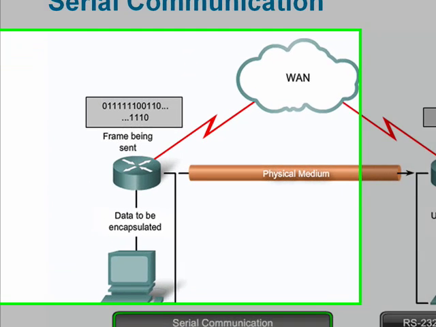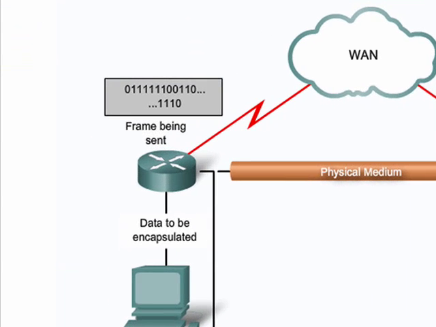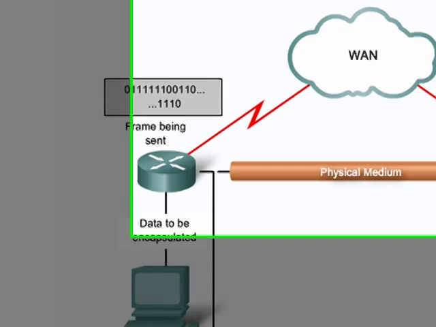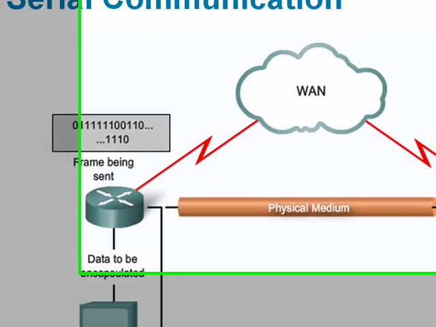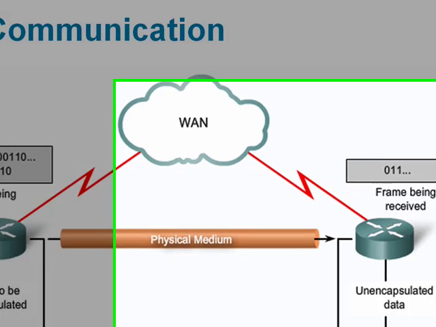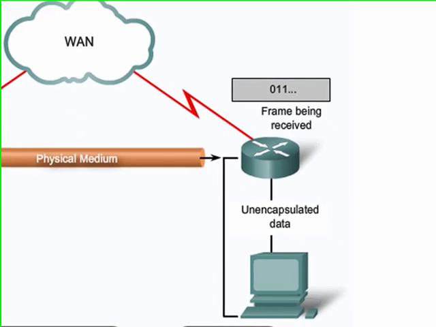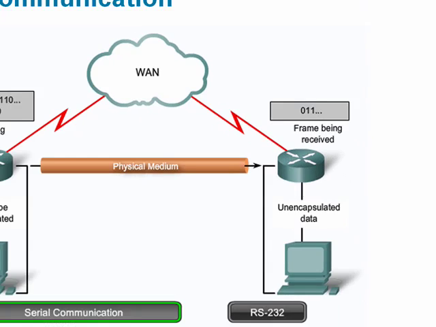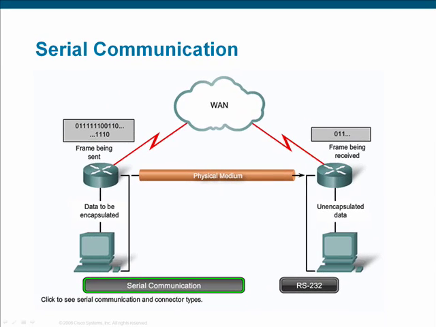Looking at this simple representation of a serial connection, notice the data is encapsulated by the Layer 2 protocol used by the sending router. The encapsulated frame is sent on a physical medium to the WAN. There are various ways to traverse the WAN, but the receiving router uses the same Layer 2 protocol to decapsulate the frame when it arrives.